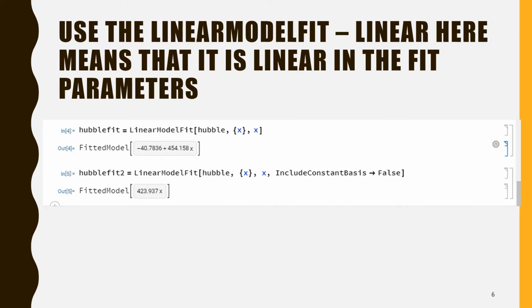Okay, so I have two versions, HubbleFit and HubbleFit2. In the second one, we've added a fourth argument, IncludeConstantBasis, used one of those arrows, and said False. So a simple linear fit is mx plus b, a slope and an intercept. And this is telling us the constant, the intercept, should be 0. I don't want to include an intercept. I want the intercept set to 0. And so you can see in HubbleFit2 that there is a slope but no intercept.